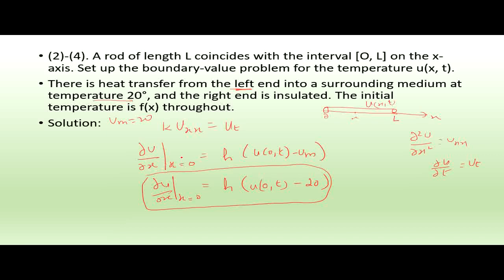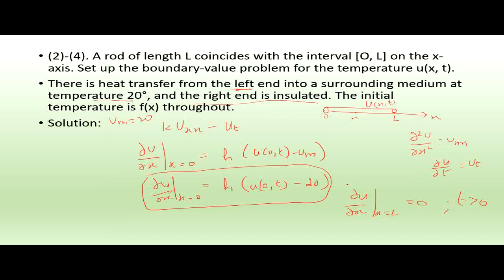Now what else is given? The right end is insulated. Insulated, the derivative is 0. Dou u by dou x at the right end, x equal to L, is 0. At x equal to L it is 0 for any time t greater than 0.